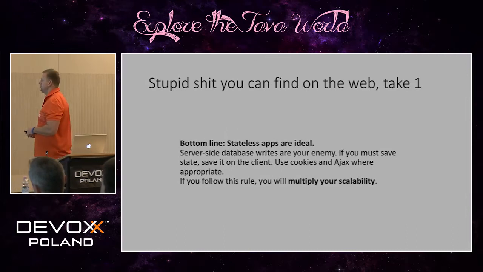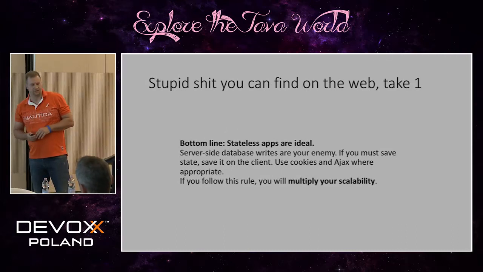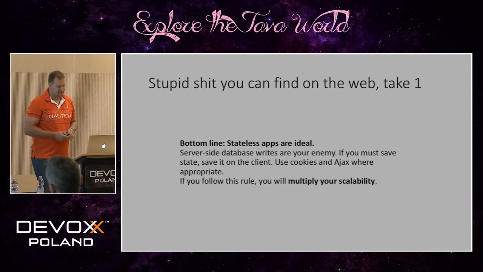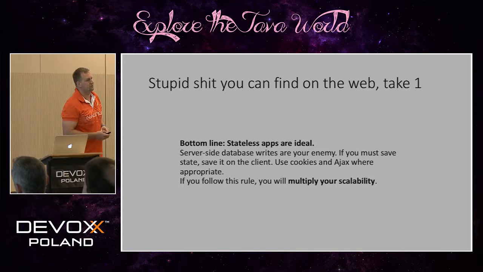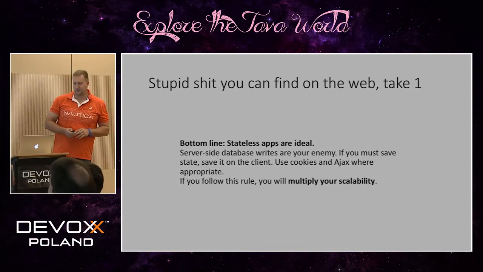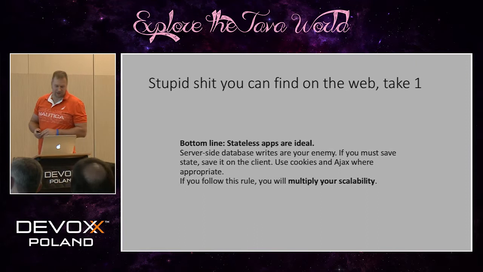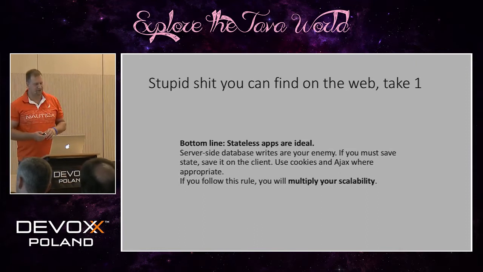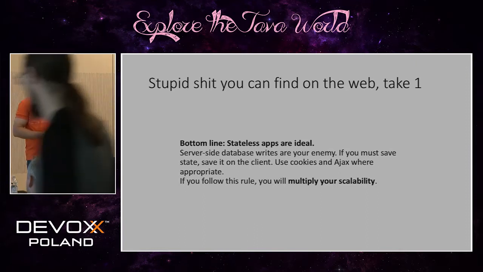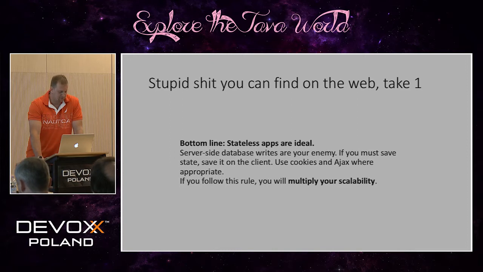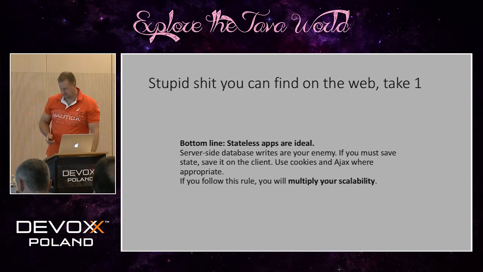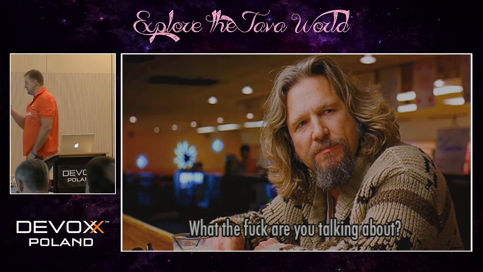So here's the first stupid thing that I was able to find on the web. It's one of the things on the Rackspace blog, and it basically says, verbatim: bottom line, stateless apps are ideal. Server-side database writes are your enemy. If you must save state, save it on the client. Use cookies and AJAX where appropriate. If you follow this rule, you will multiply your scalability. And my first reaction to this is this.